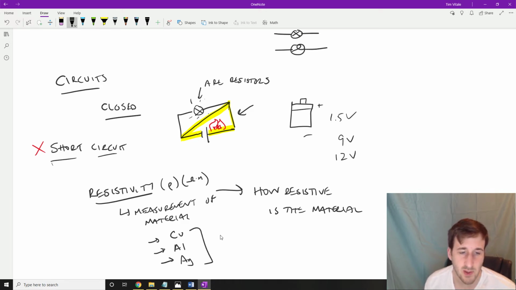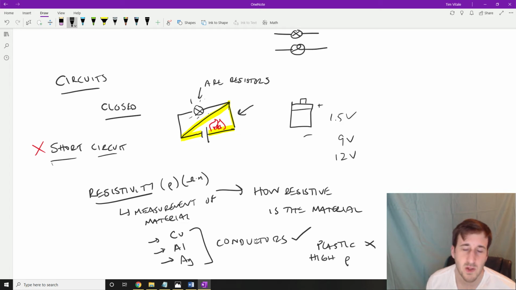Now, these three things are great conductors, which is something else we talked about. Great conductors mean that they do actually transport electricity very well, so they're really good at that. But something that is a bad conductor, like plastic, would have a very high resistivity. So just to give you an idea of what that means.